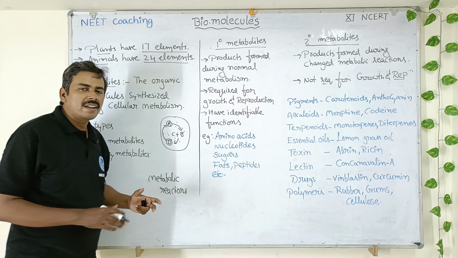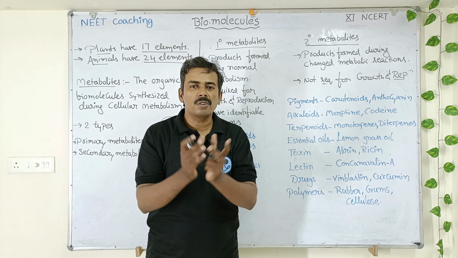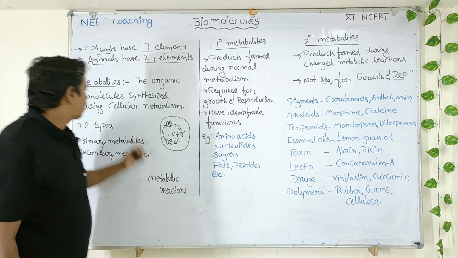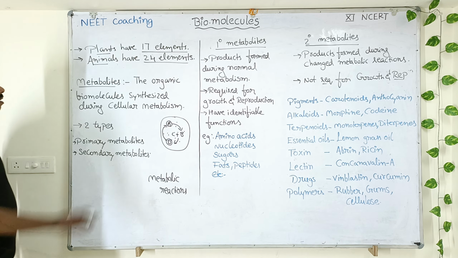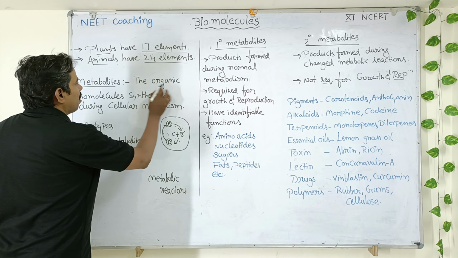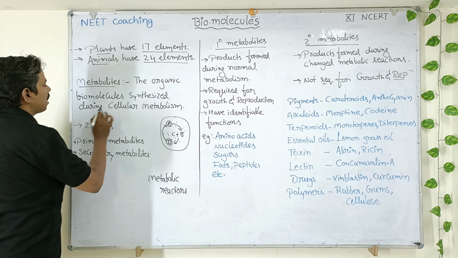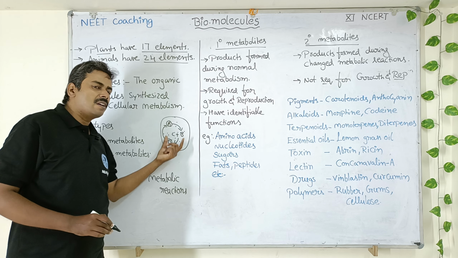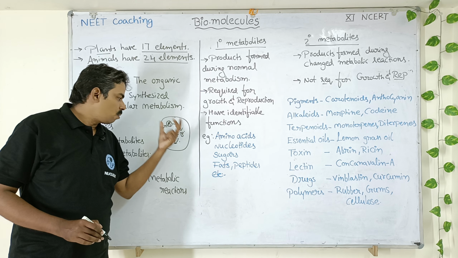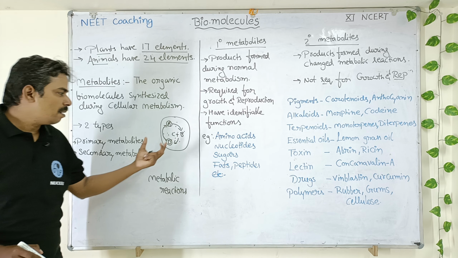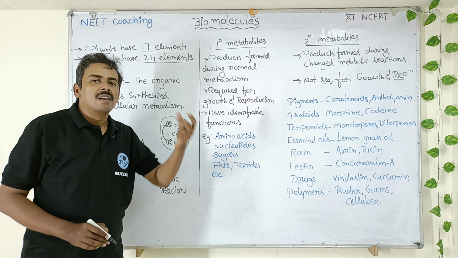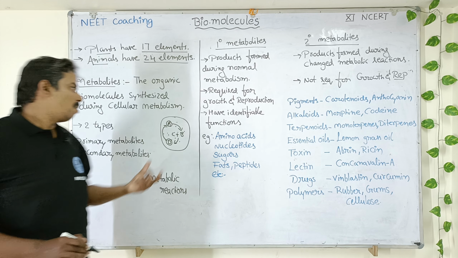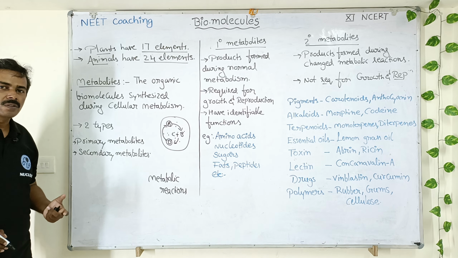During those metabolic reactions, a special type of molecules will be produced inside the cell. They are called metabolites. What are metabolites, children? They are the organic biomolecules synthesized during cellular metabolism. So during the process called cellular metabolism, where several thousands of reactions are taking place, some special compounds, biomolecules, will be synthesized. We call those compounds metabolites.